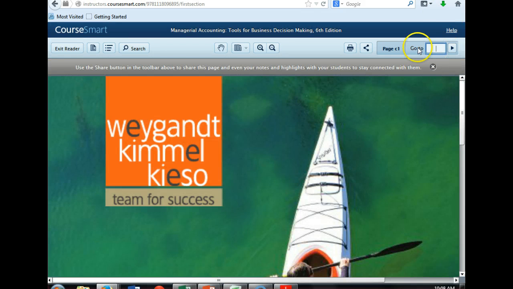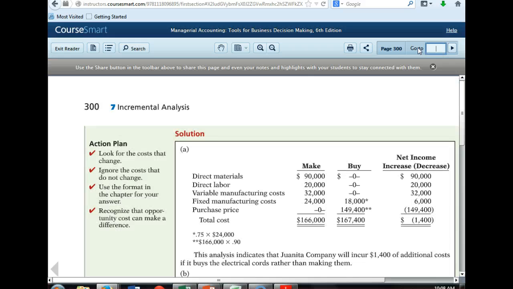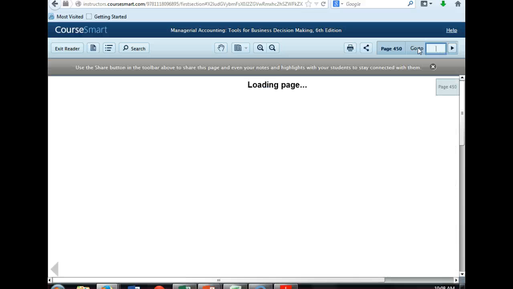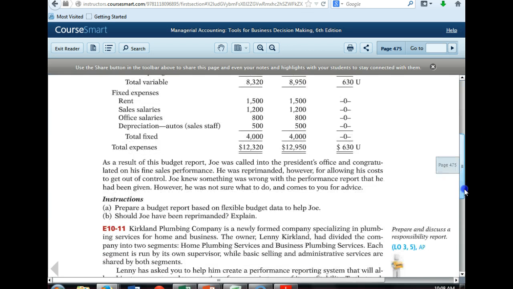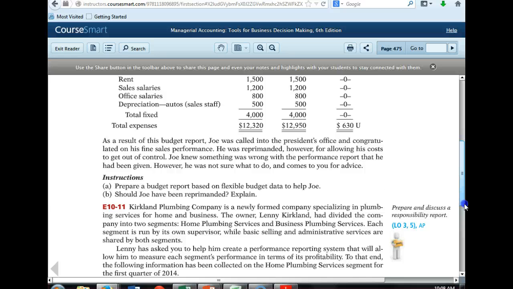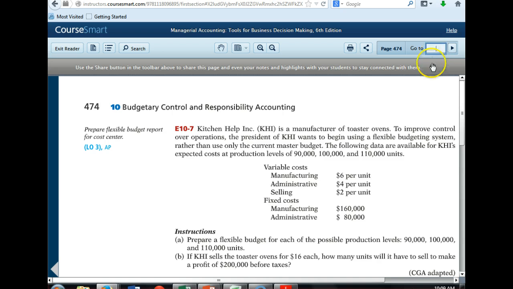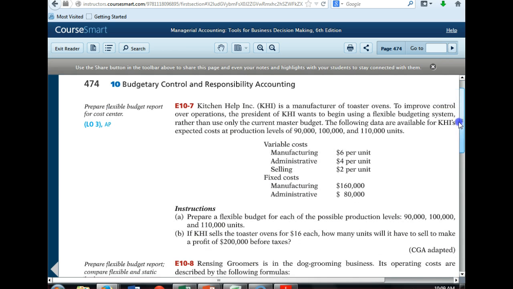What page are the problems on? Is it like 300, 450? Okay, exercises, 474. Have we done exercise 10.7? I don't think we did exercise 10.7. Okay, so let's look at exercise 10.7.